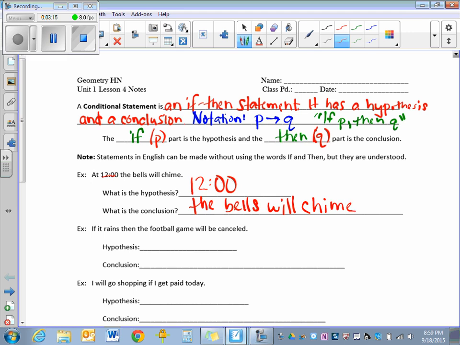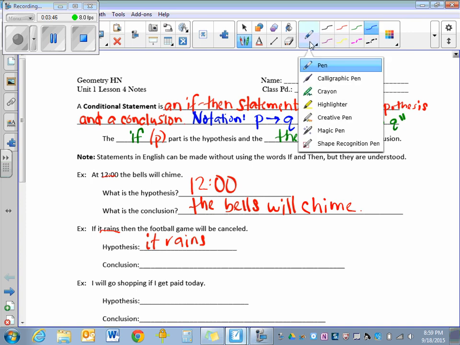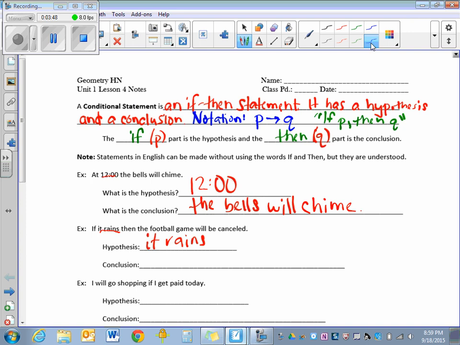Let's take a look at another example. If it rains, then the football game will be canceled. So here we have a nice if-then statement. The hypothesis comes after the if. If it rains. So our hypothesis is it rains. Then the football game will be canceled. So our conclusion is what comes after then: the football game will be canceled.